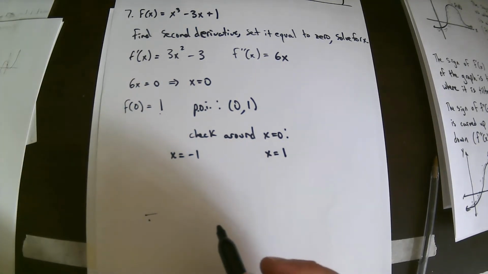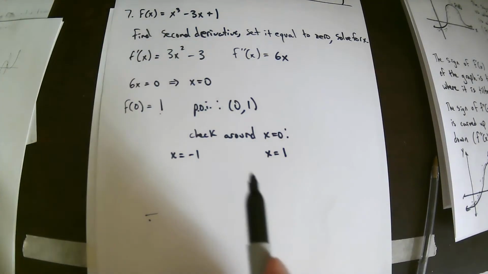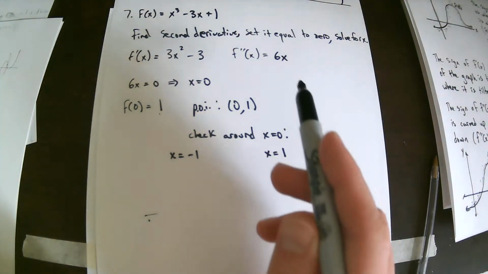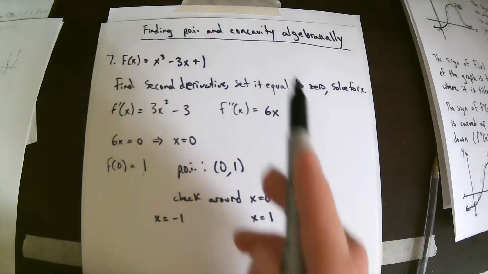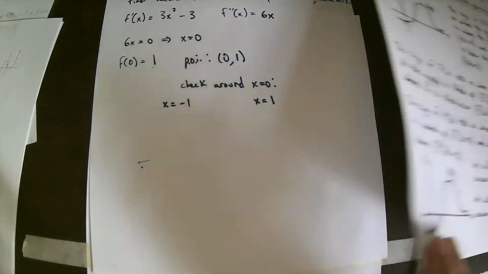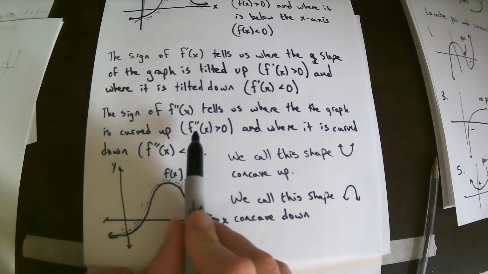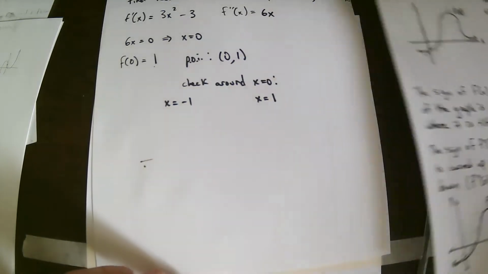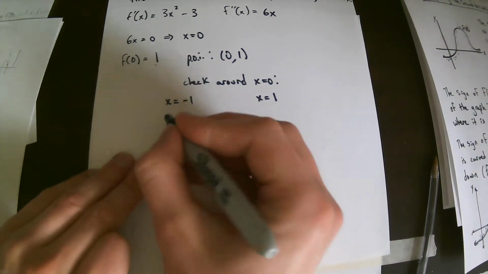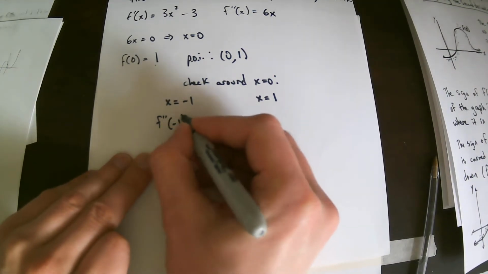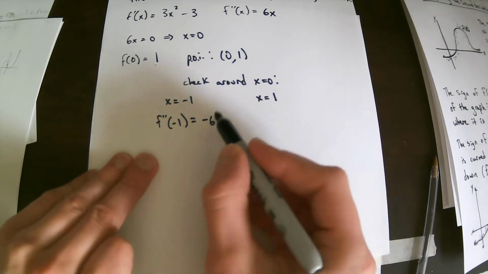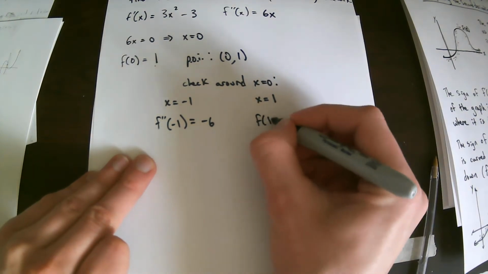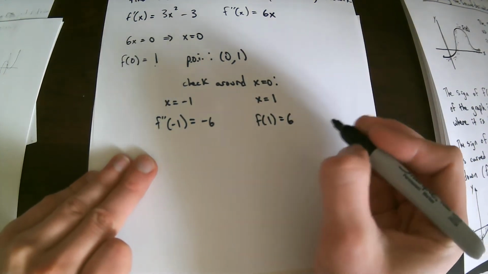But what am I going to plug them into? The original, the first derivative, or the second derivative? Well, I'm trying to figure out where the concavity is, and concavity is defined by the sign of the second derivative. So I need to plug these numbers into the second derivative. So f double prime at -1 is going to be -6. I don't really care what it is, I just need to know the sign. And f double prime at 1 is going to be positive.